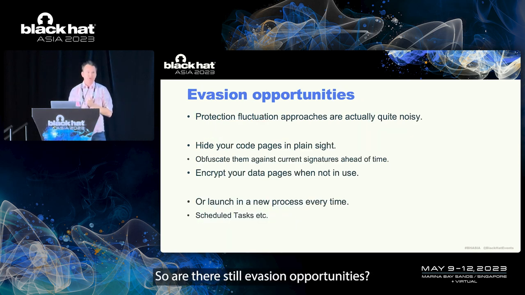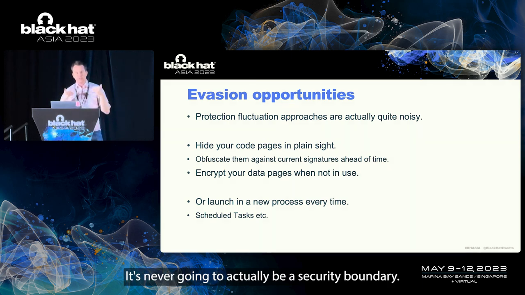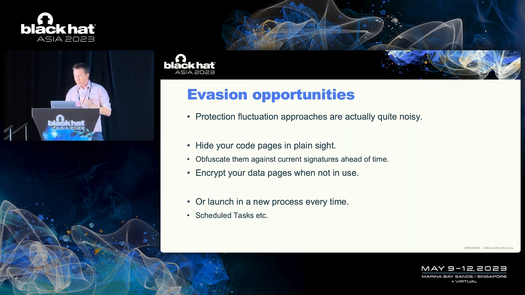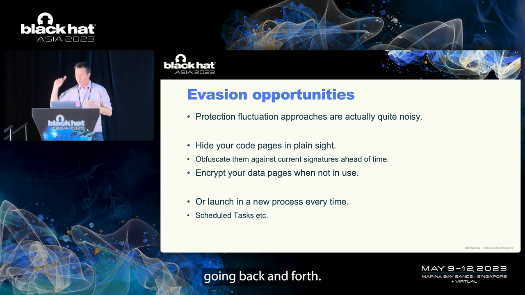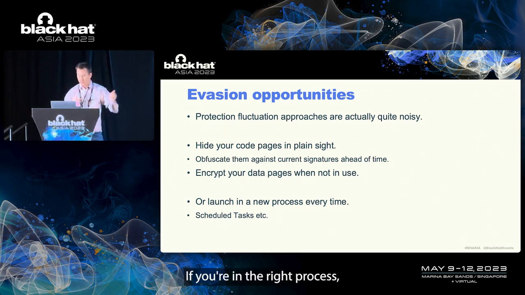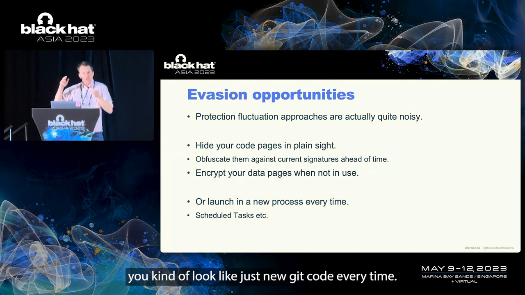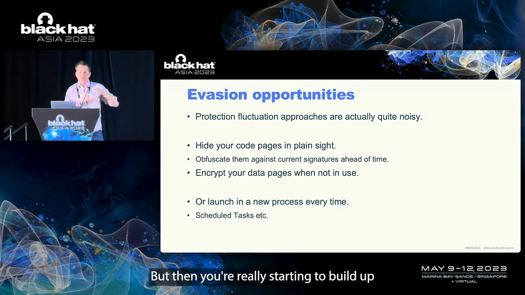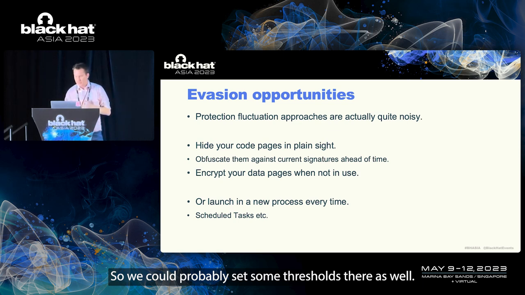So are there still evasion opportunities? Absolutely. As I said earlier, this is a defense in depth measure. It's never going to actually be a security boundary. Though personally, I think the current set of evasion techniques are actually really quite noisy. With the fluctuations, there are so many calls to VirtualProtect going back and forth, and then you've got all these footprints starting to appear in the control flow guard bitmap if you're in the right process. Potentially, you could jump to a new allocation every time, so you look like new JIT code every time, but then you're building up a lot of weight in that control flow guard bitmap, so we could probably set some thresholds there as well.